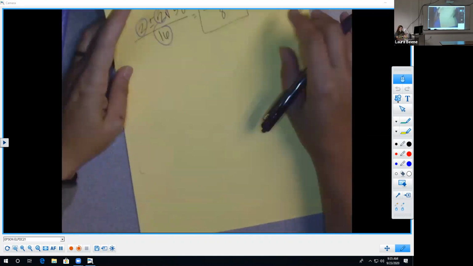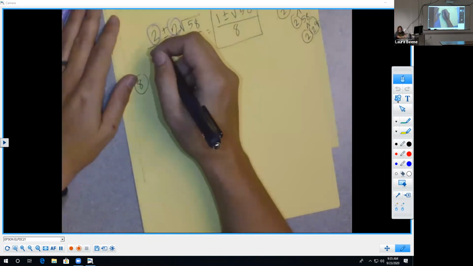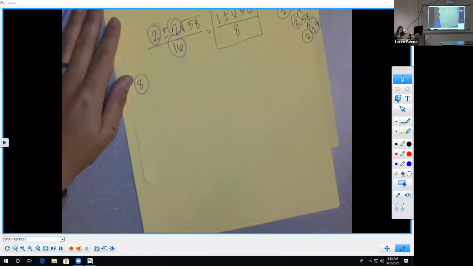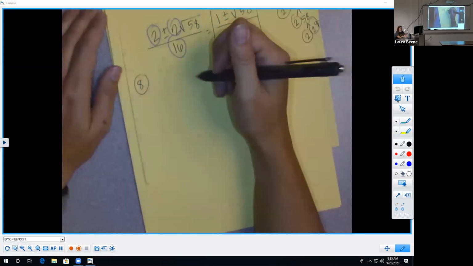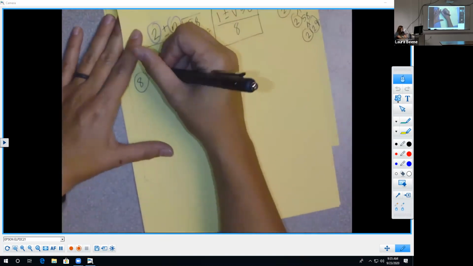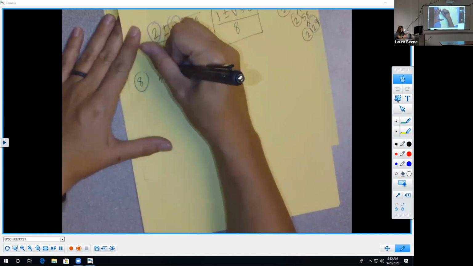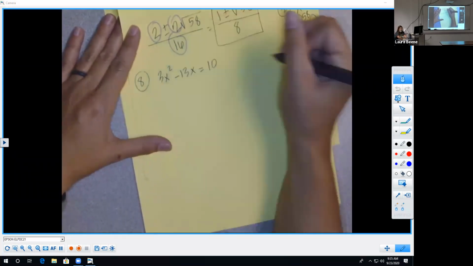Okay, last problem. This is going to be a quiz grade. When you turn it in, if you get it wrong, I'm going to show you what you did wrong and send you back to work on it, because we have 15 minutes to do this problem. Once you get it right, you get 100 for a quiz grade. And your problem is 3x squared minus 13x equals 10.